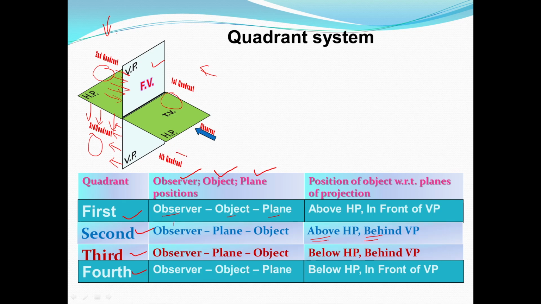So what combination did we get? Observer, plane, object, similar to the second quadrant. For the first quadrant, you can see observer, object, plane. For the fourth quadrant, again observer, object, plane. And the fourth quadrant is below the HP, in front of the VP.